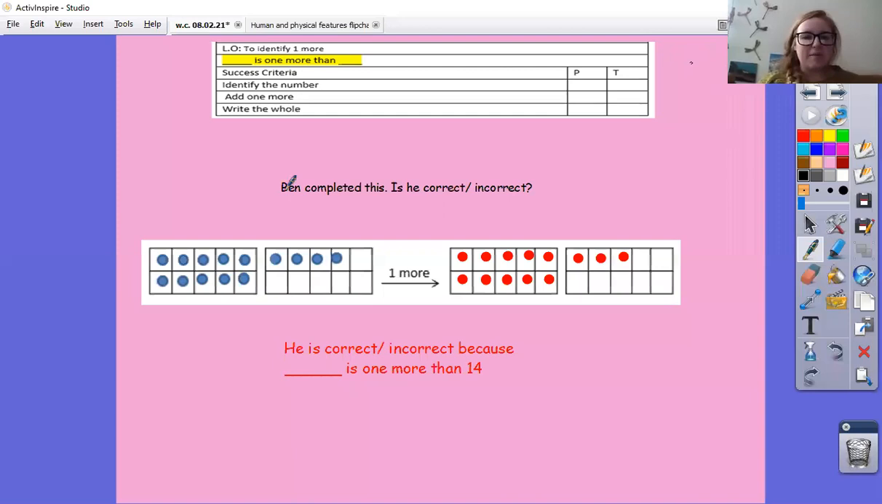Okay, so here it says, Ben completed these tens frames. Is he correct? So Ben thinks that this number here is one more than this number. Let's have a look. Let's work out what these numbers are.